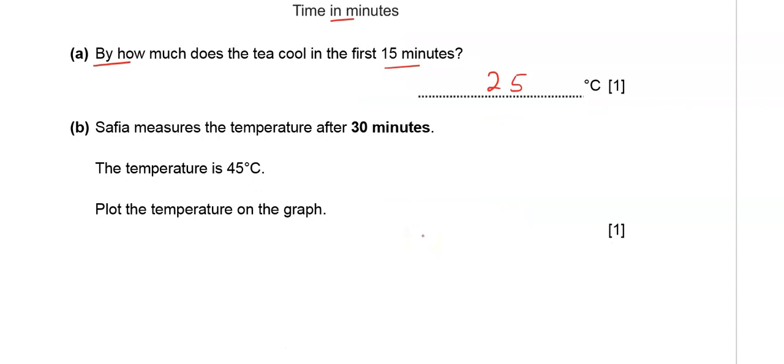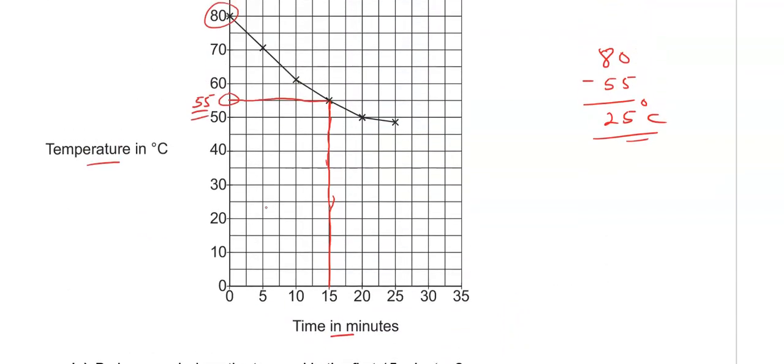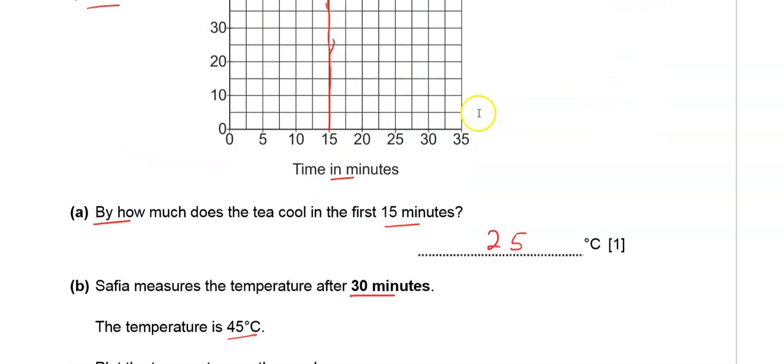Part B. Sophia measures the temperature after 30 minutes. The temperature of the tea is now 45 degrees. Plot this temperature on the graph. So at 30 minutes, the temperature is now 45. So 45 is there. Therefore, we can join this line. So we have plotted, and you can as well draw the line to 45.